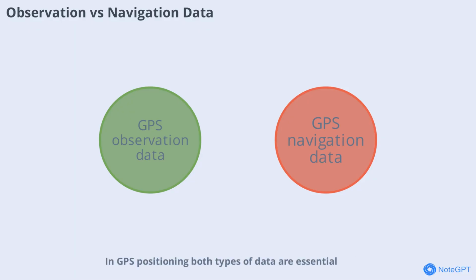In GPS positioning, both types of data are essential. Observation data tells us what the receiver measured, while navigation data tells us where the satellites were and how their clocks behaved. By combining these two, we can accurately determine the receiver's position anywhere on Earth.